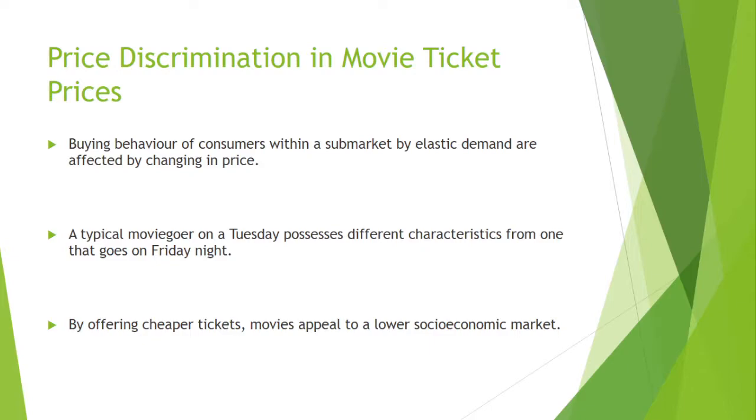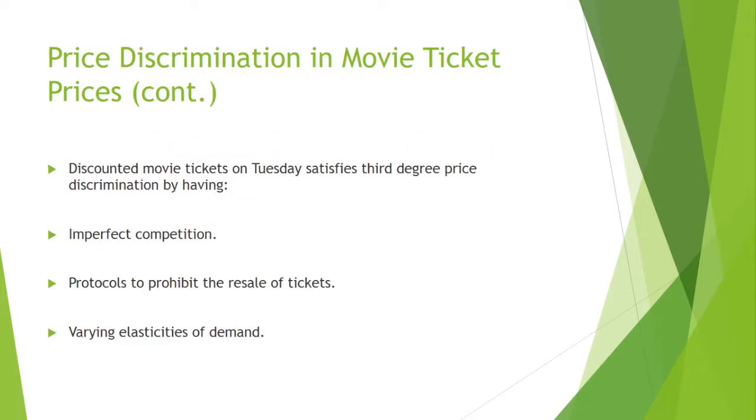Customers can enjoy the same movie at lower prices on a Tuesday. However, the typical customer on a Tuesday will possess different characteristics from the moviegoer on, say, a Friday or Saturday night. With the lowering of price on Tuesday, owners of the movies appeal to a wider range of consumers. The phenomenon outlined is a case of third-degree price discrimination, as varying prices are issued to the two market segments differentiated by their socio-economic status.